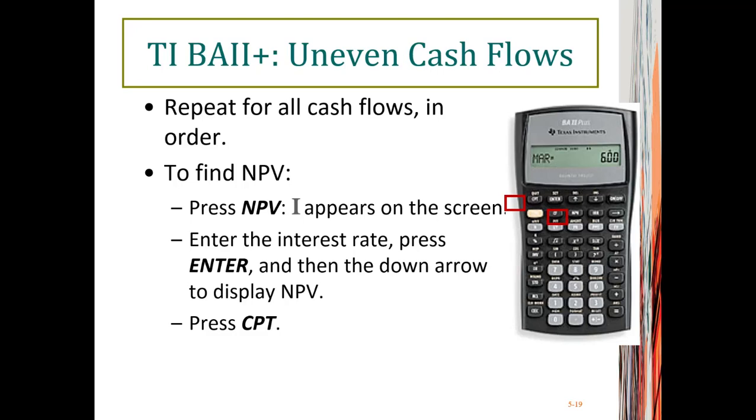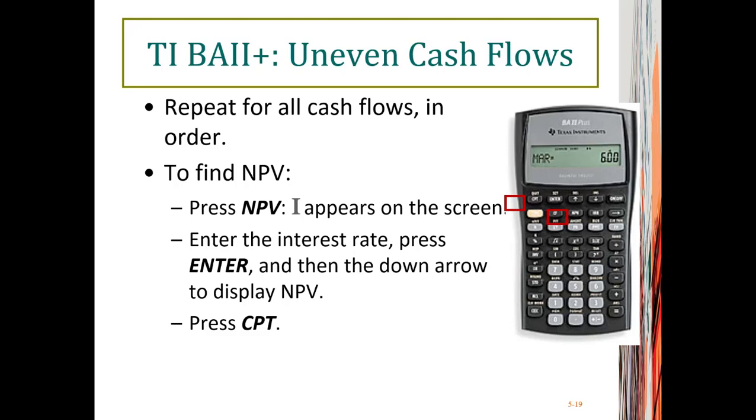What does I equal mean? Well, your calculator needs more information to complete its calculation. Here, it asks you about the interest rate that the calculator needs to apply in discounting those cash flows. So you need to enter the interest rate. When you see I, then press enter and down arrow to display NPV.